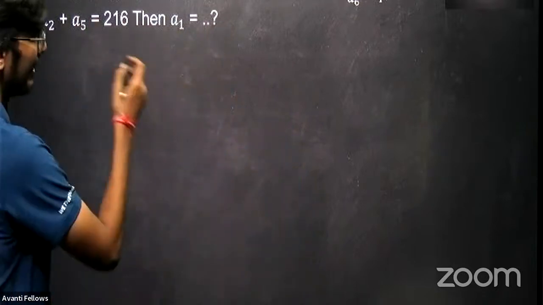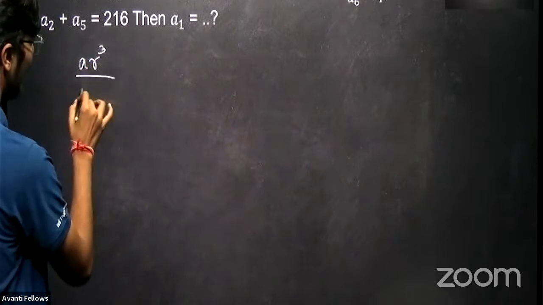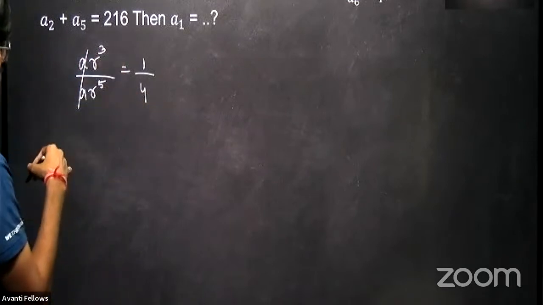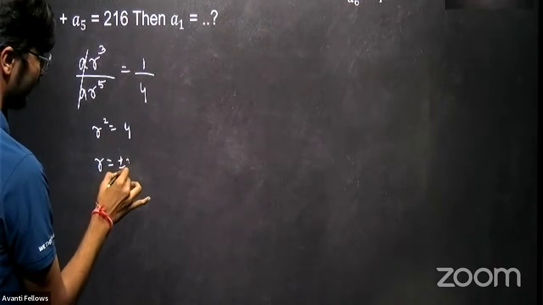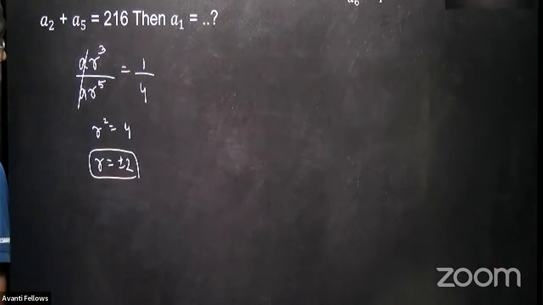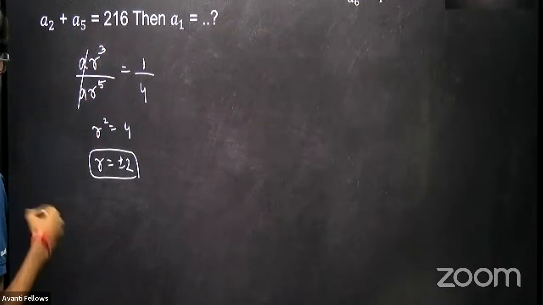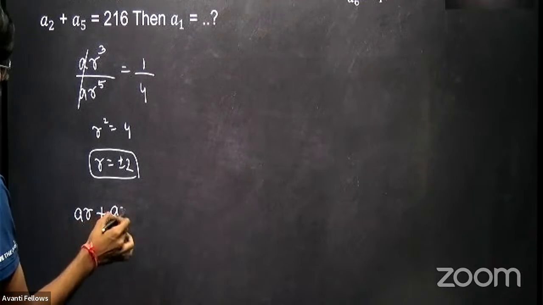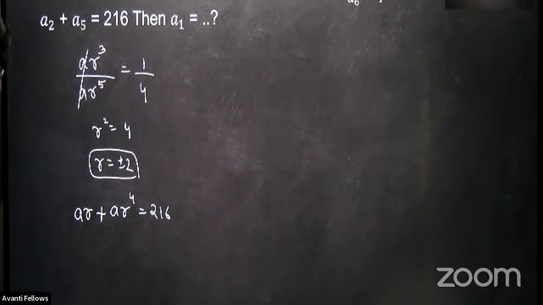So A4 upon A6. I can write A4 as A into R raised to 3 upon A into R raised to 5 is 1 by 4. A will get cancelled. I get R square equals 4. That means R equals plus minus 2. Simple. And the second condition is A2 plus A5 equals 216. What is A2? A into R plus A into R raised to 4 equals 216. Correct?